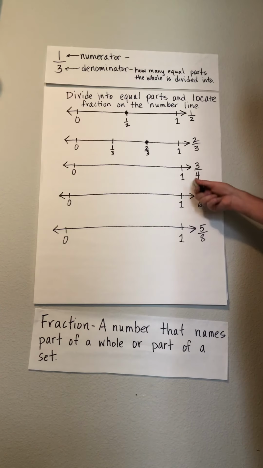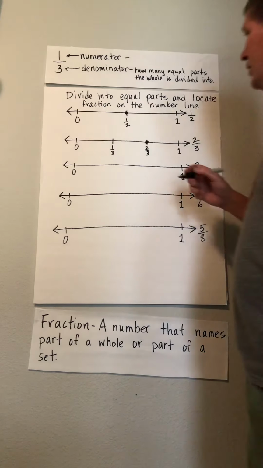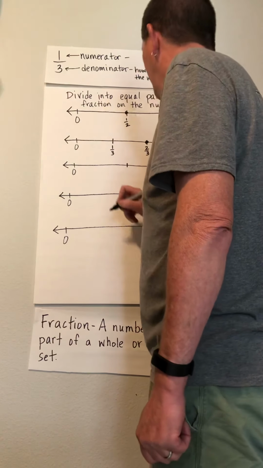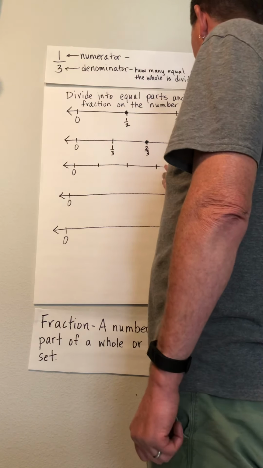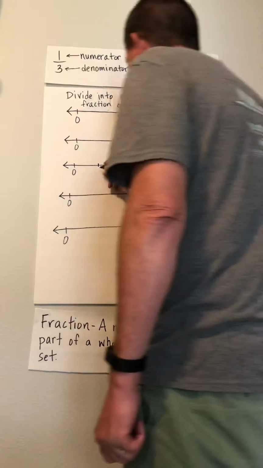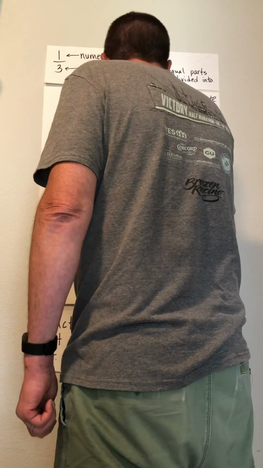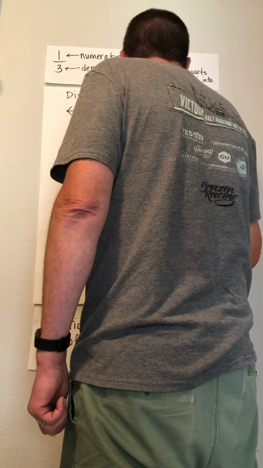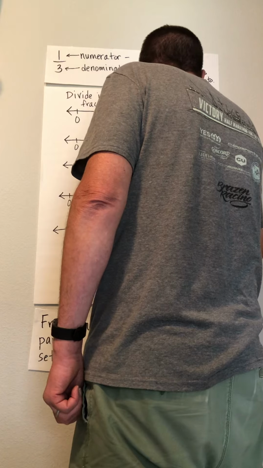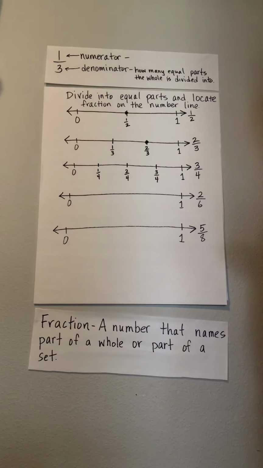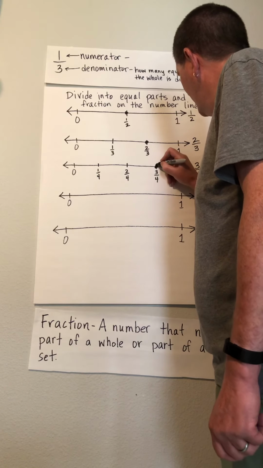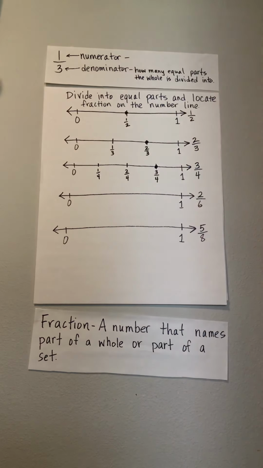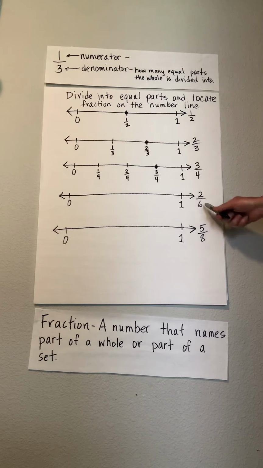Okay. 3/4. So 4 equal parts. We'll find the middle. And then cut those in half. So we have 1, 2, 3, 4 equal parts. This is 1/4. This is 2/4. This is 3/4. Please put a dot on 3/4.